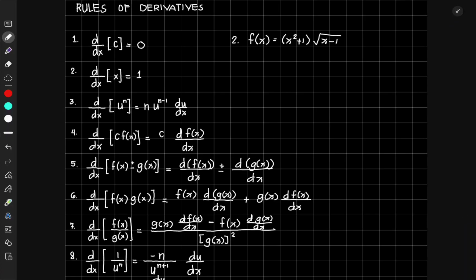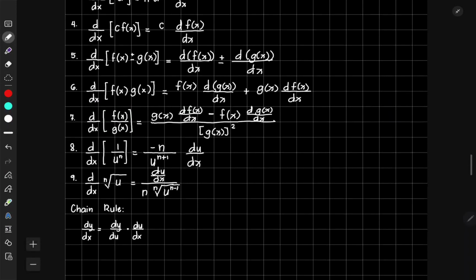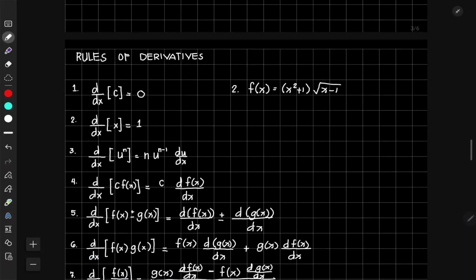So, for example, number 2 naman, so we have f of x is equal to x squared plus 1 multiplied by the square root of x minus 1. So, since meron tayong multiplication dito, so, automatic na nagiging product rule yan. So, yung rule number 6 natin, we also have radical dito. So, pwede rin natin gamitin yung rule number 9. And then, since meron tayong mga exponents, meron tayong mga constant, therefore, meron din yung mga power rule and yung constant rule natin dito.